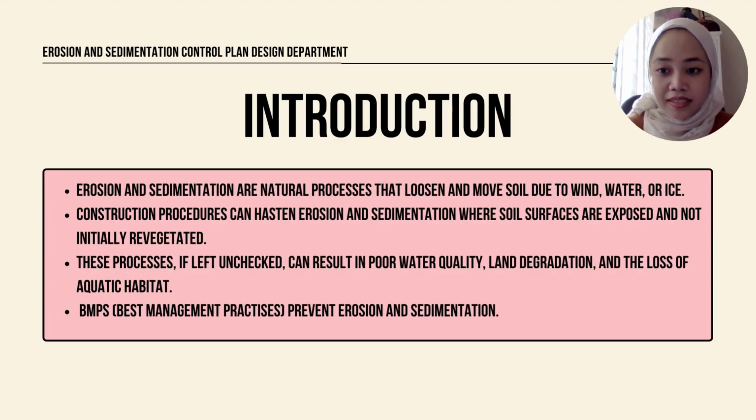First, for the introduction, erosion and sedimentation are natural processes that loosen and move soil due to wind, water, or ice. Key construction procedures can hasten erosion and sedimentation where soil surfaces are exposed and not initially revegetated. This process, if left unchecked, can result in poor water quality, land degradation, and loss of aquatic habitat. Lastly, BMP, which means best management practice, can prevent erosion and sedimentation.